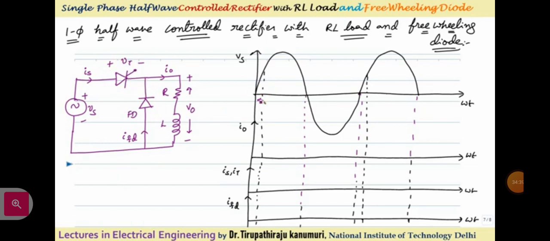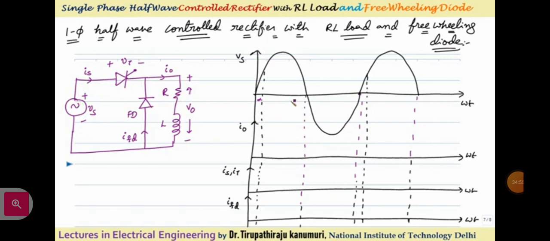At the instant when the firing angle alpha is triggered, the output current will start. When the current starts passing, the freewheeling diode is reverse biased. So the current will pass from your source to your load. The current is supplied from source to load.